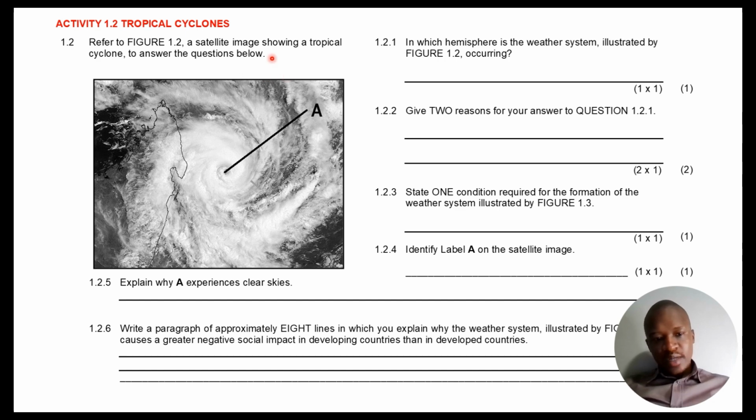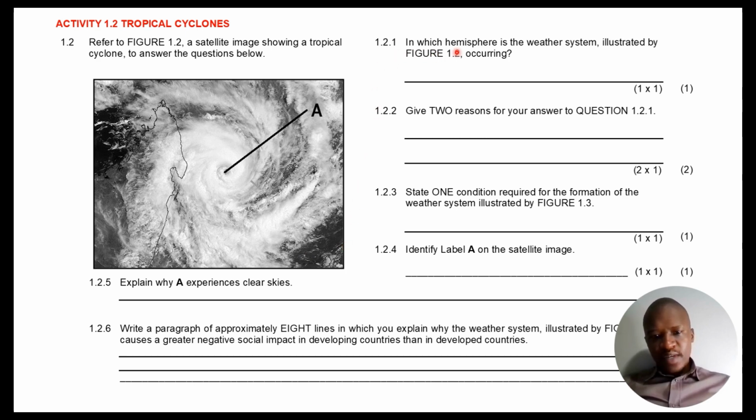We know that there are places in the northern hemisphere where they call them hurricanes, such as in the Gulf of Mexico. And in places such as Japan they call them typhoons. Those places are in the northern hemisphere. In places such as Australia and South Africa we call them tropical cyclones. Now let's look at 1.2.1.